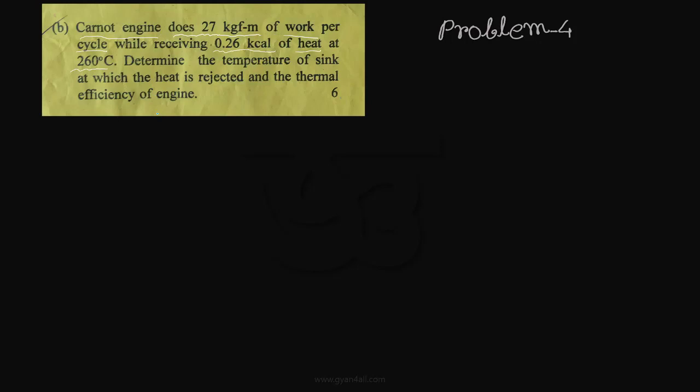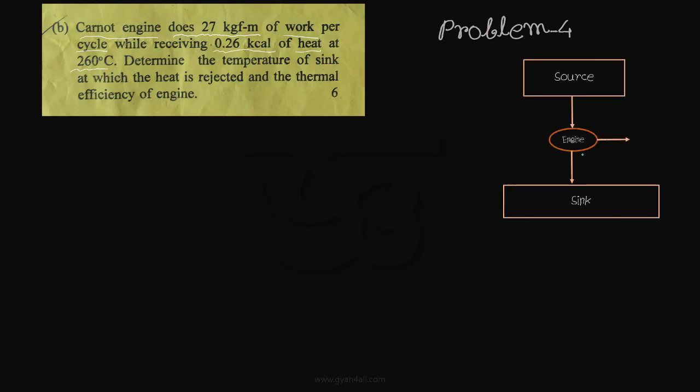So first let us understand the problem. This is the Carnot engine. It receives Q1 quantity of heat from a source at high temperature T1 equal to 260 degrees centigrade, and part of this heat is converted to work, which we call W net, and the rest of the heat Q2 is rejected to the sink at a lower temperature T2, and T2 is not given.